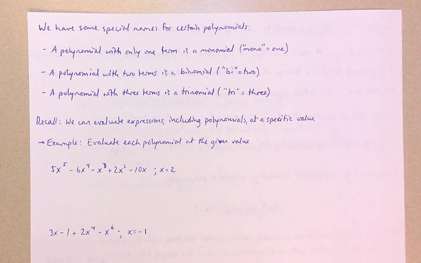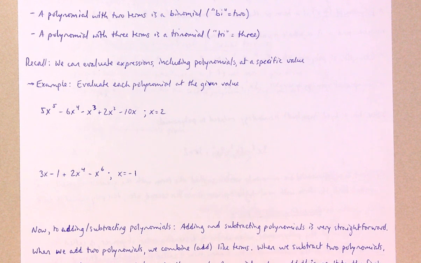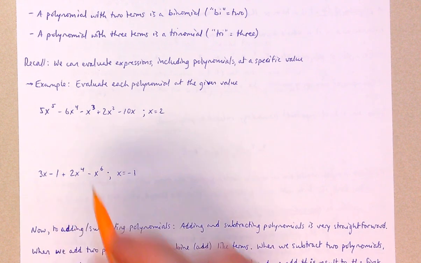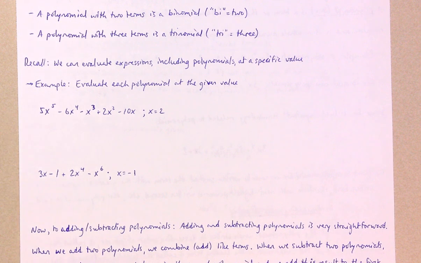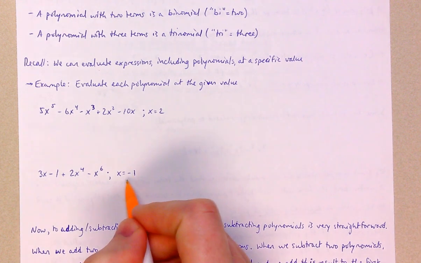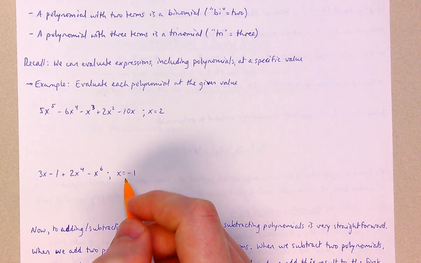So recall that we can evaluate algebraic expressions, and thus including polynomials, at a specific value. You take the number that you're given and you substitute it in for the variable and you see what you get according to the order of operations. I'll let you try the first one on your own. We'll go through that in class, but we'll do the second one here very quickly. I have 3x minus 1 plus 2x to the fourth minus x to the sixth, and I want to evaluate this at x is equal to negative 1.